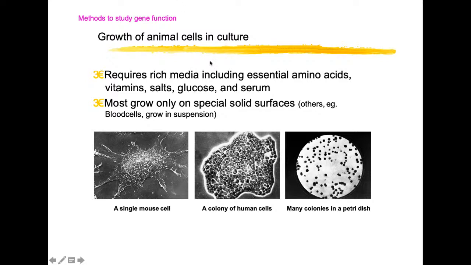Some growth of animal cells in culture requires rich media, like we discussed on the second day of the workshop about various types of animal cell culture and the media that we required, and they grow on a semi-solid surface. So the single cell mouse looks like this, the human cell looks like this, and your many colonies in a petri dish look like this.